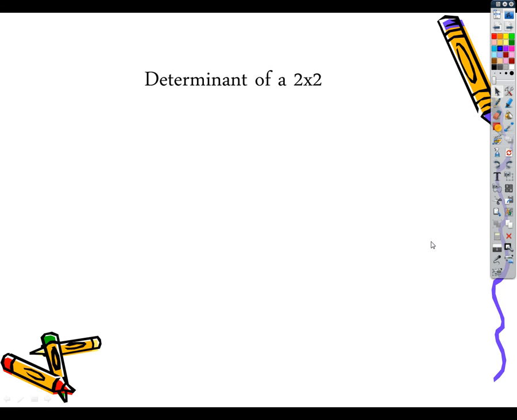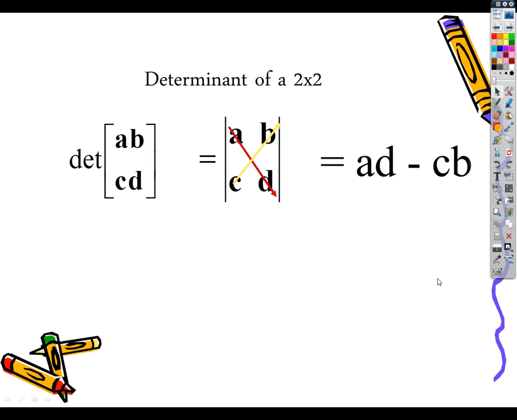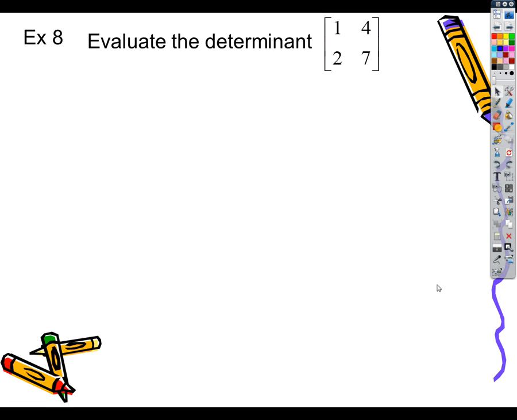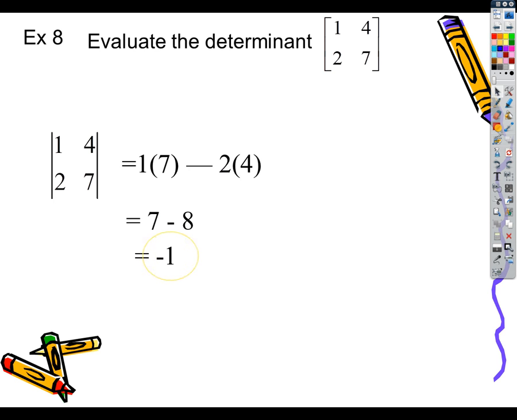Calculating the determinant of a 2 by 2 matrix is really simple. All you do is you take the product of the downward sloping diagonal, so A times D, minus the product of the upward sloping diagonal, minus C times B, those numbers. Okay? So, for example, what would we get if we wanted to calculate the determinant of this 2 by 2 matrix? -1. Okay, and you're going to get that because you have what times what minus what times what? 1 times 7 minus 2 times 4 gives us -1. Good.